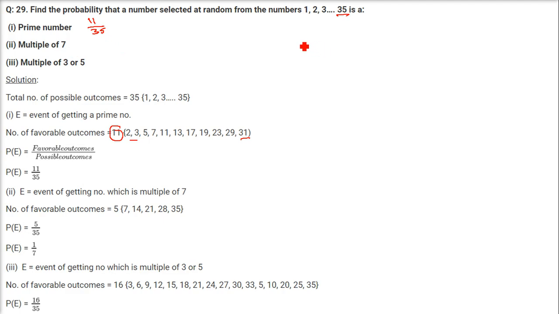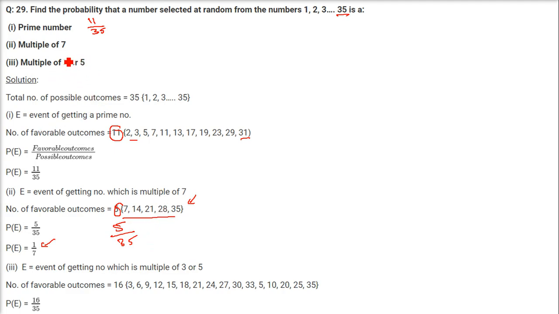For the multiple of 7, just follow the table of 7 between 1 and 35. 7 ones are 7, 7 twos are 14, 7 threes are 21, 7 fours are 28, 7 fives are 35. This is between 1 and 35. Count these numbers. How many are there? It is going to be 5. So the total number favorable to us is 5, and 35 is the total number of possibilities. So 5 by 35, this is going to be 1 by 7, the probability of getting a multiple of 7.